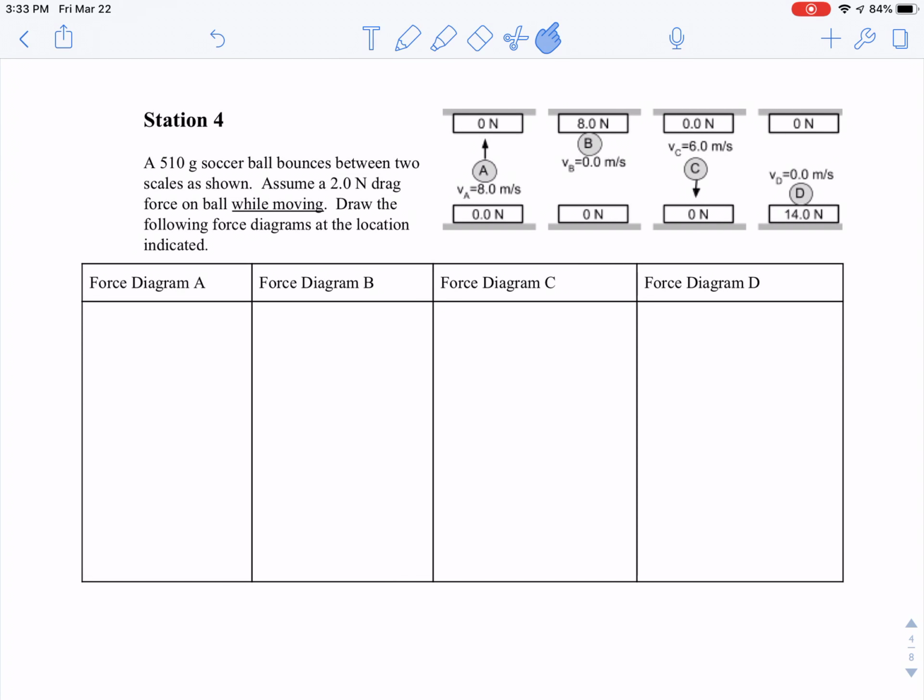Okay, next, and then I'm going to end this video and make a new video for the next ones. Oh, for crying out loud, this one's hard. Okay, so we've got a 510 gram soccer ball, so that's 0.510 kilograms. That's the mass, and it bounces between two scales. We're assuming drag when it's moving, and we're drawing the force diagram.